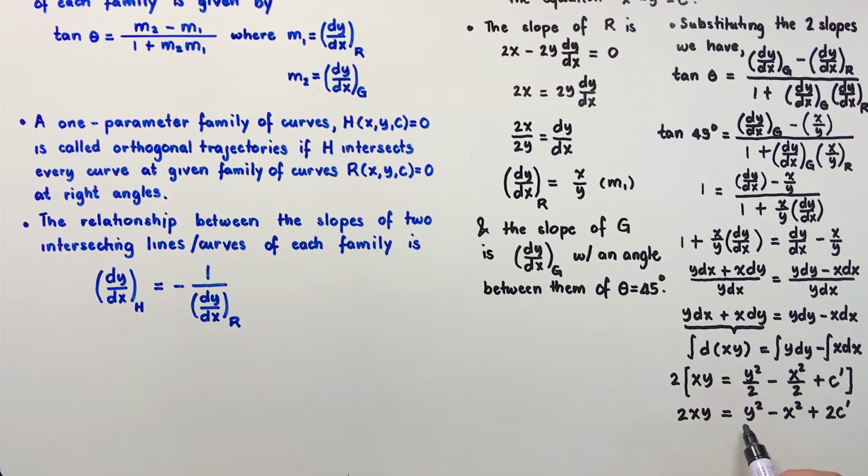And moving these two terms to the left-hand side of the equation, we have x squared plus 2xy minus y squared is equal to the constant c, because this 2c prime is just a constant. So c is just 2c prime. And this is our answer for this problem, where this equation represents a family of curves wherein each curve intersects the given family of curves at an angle of 45 degrees.